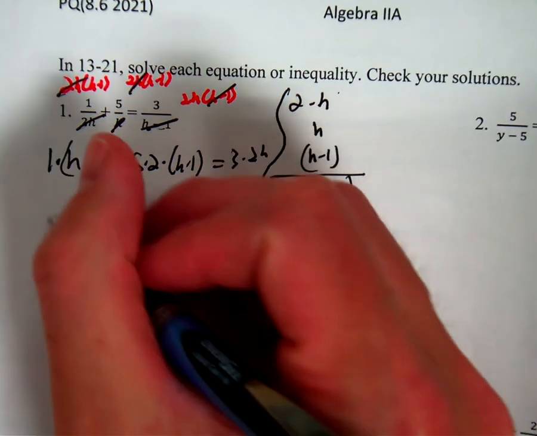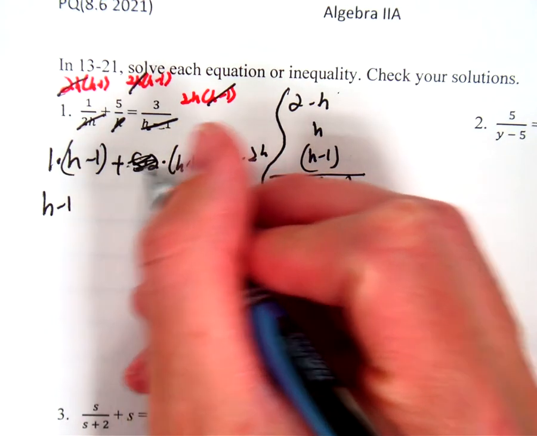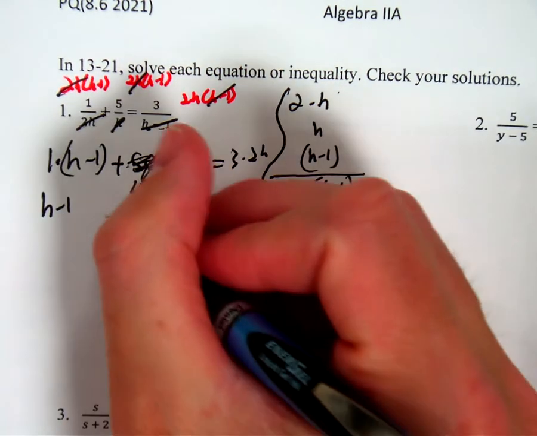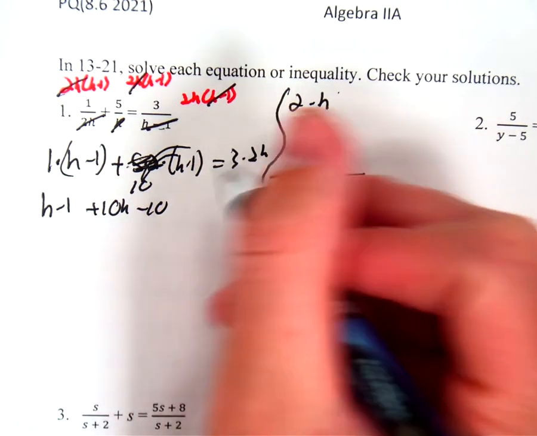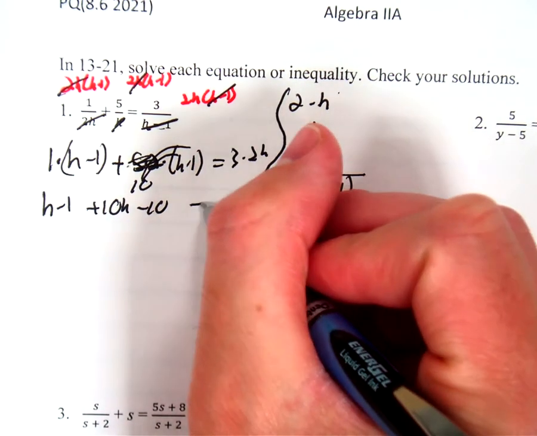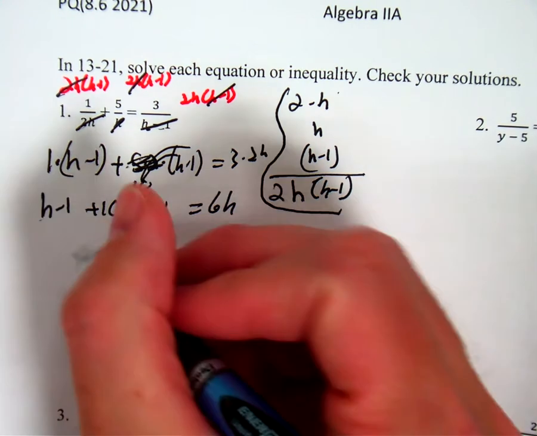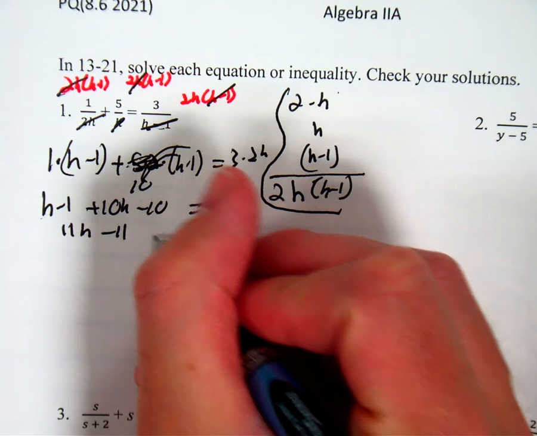All right, so we got h minus 1. 5 times 2 is 10. We're going to take that 10 into both, so we'll have a plus 10h and a minus 10. 3 times 2 is 6h over there. h and 10h, we got 11h. Minus 1 minus 10 is minus 11.